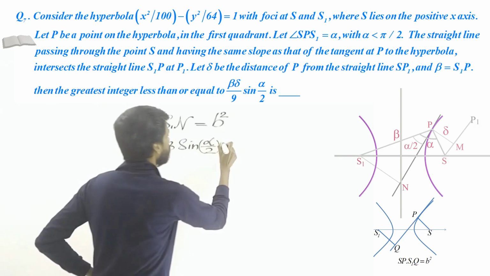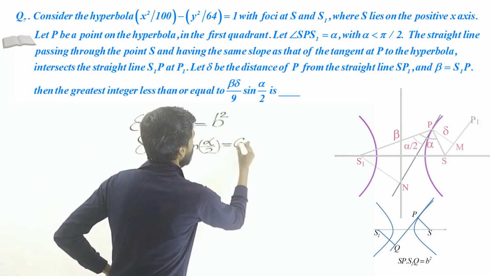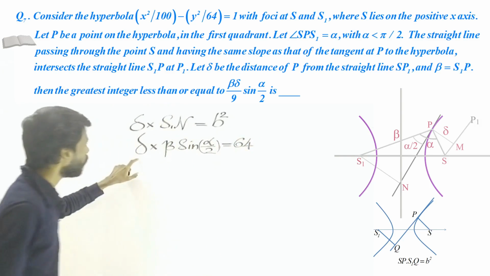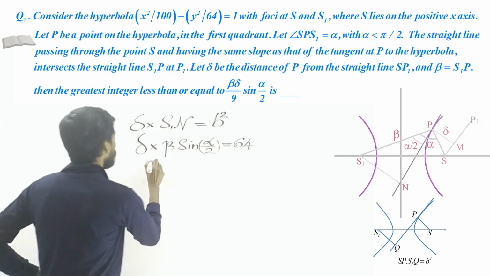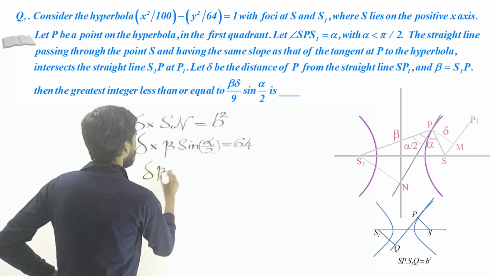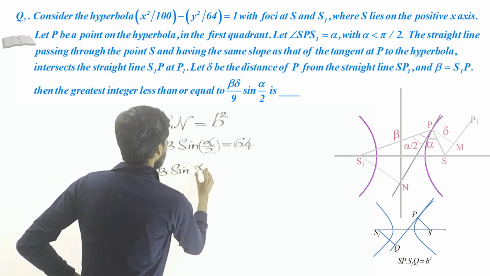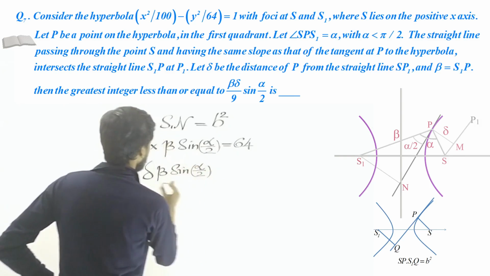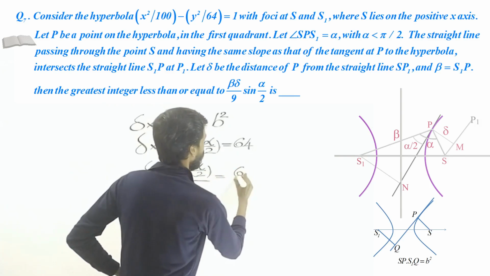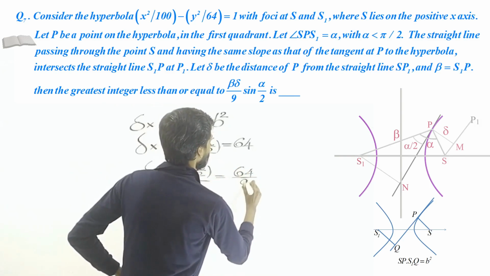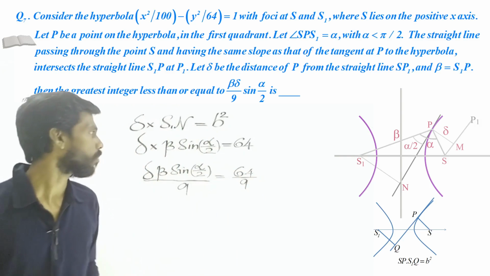So that's it. Delta beta sine alpha by 2 divided by 9, that's what we need to find. So this gives delta beta sine alpha by 2 divided by 9, so that has value 64 divided by 9. So that's all. So this is the required answer, right?